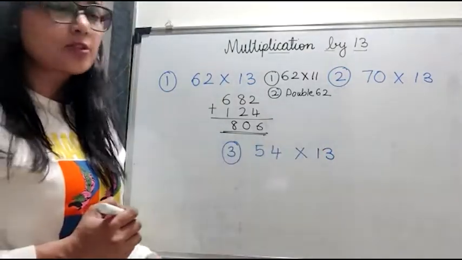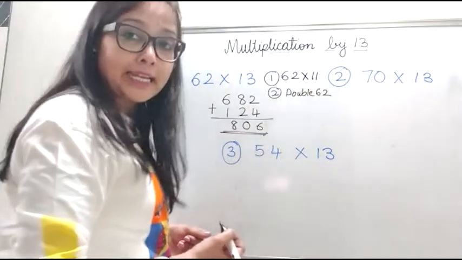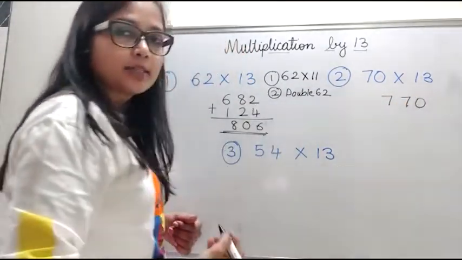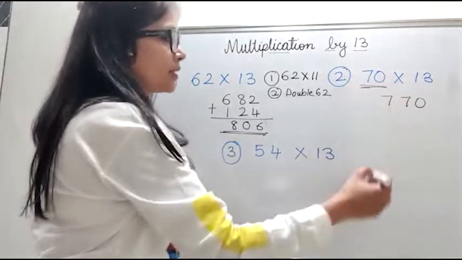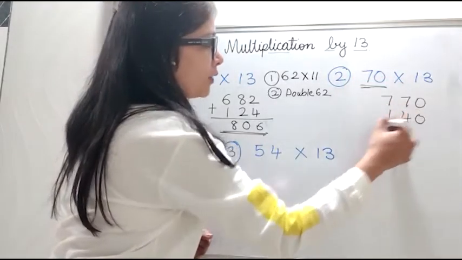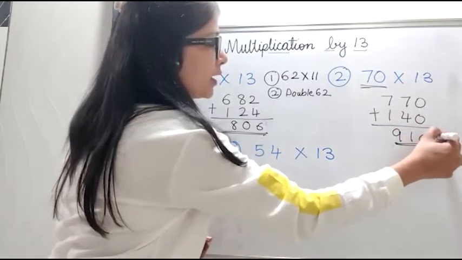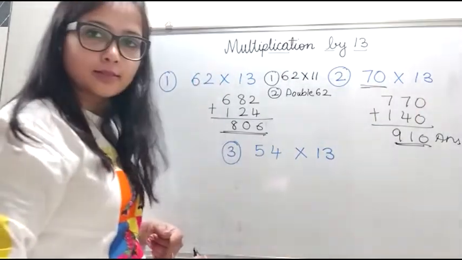Let's follow the same for 70. So 70 into 11. That gives you 770. Double the number 70. That gives you 140. Let's add this. This is 910. And this is your answer.